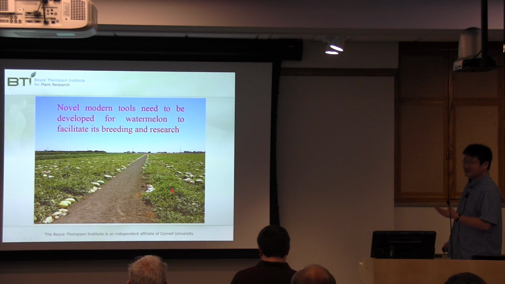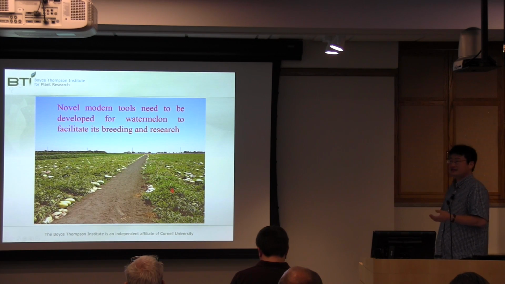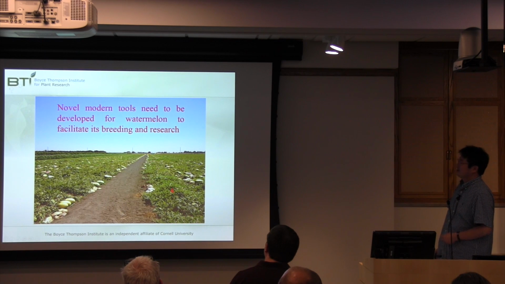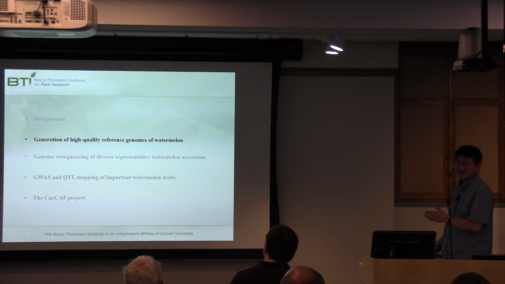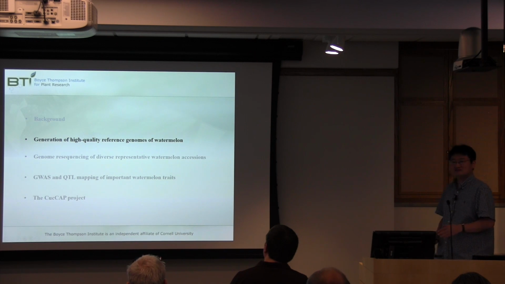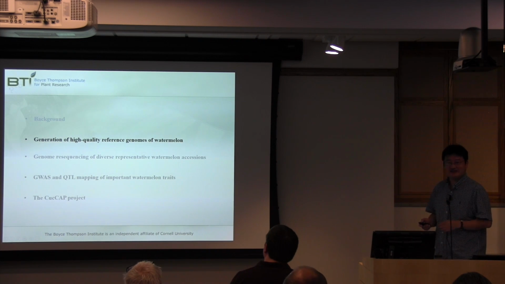Because of these problems, the narrow genetic diversity and all kinds of complicated traits, we need modern tools, such as genomic tools. That is the focus of the talk today. They need to be developed for watermelon to facilitate its breeding and research. So next I will talk about the reference sequences we generated for watermelon. So far we have generated 3 reference genomes in the last 7 or 8 years.